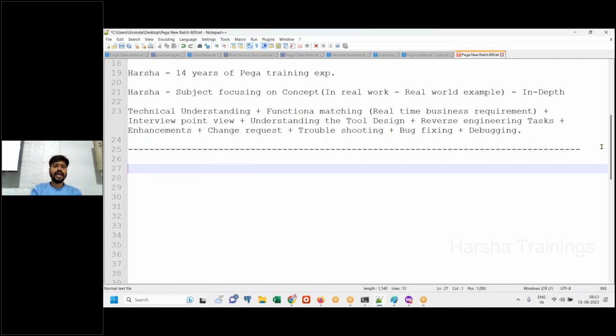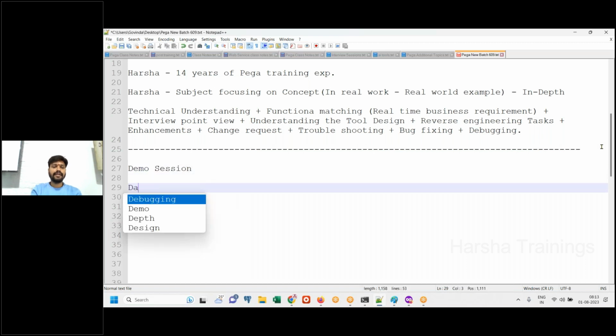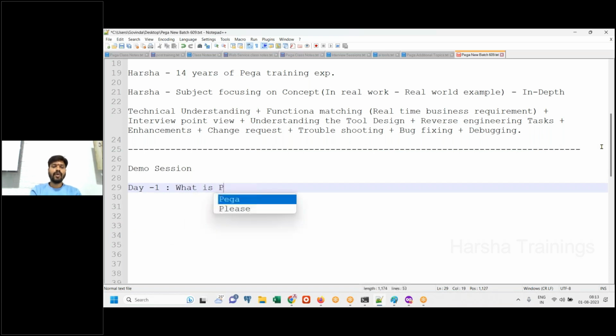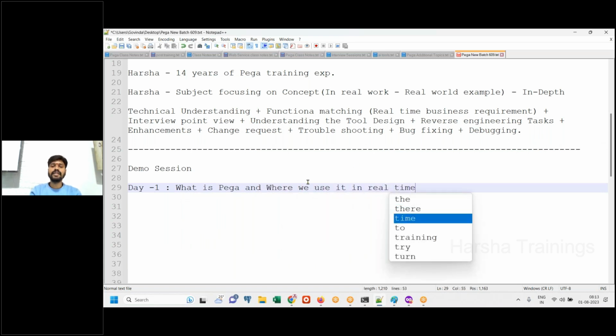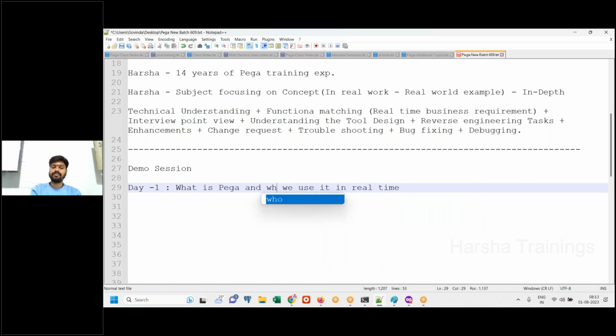We have a demo session. This is day one. What are you going to see today? Day one, we are going to understand what is Pega and where we use it in real time. Why we use it in real time? Not where, I will tell you tomorrow. Why we use it in real time? This is for 10 minutes maximum.